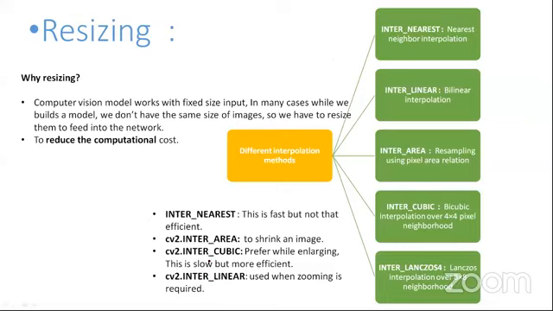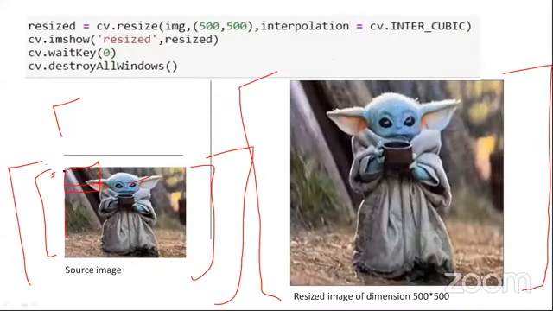The cubic is much better because in this we use a 4 by 4 pixel neighborhood. It will take 4 pixels here, then take the average and interpolate accordingly. And in linear interpolation you will use a 2 by 2 filter, a 2 by 2 kernel.